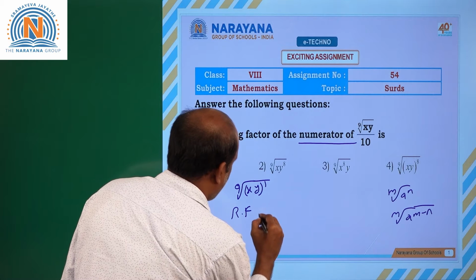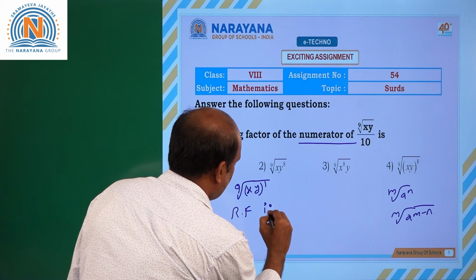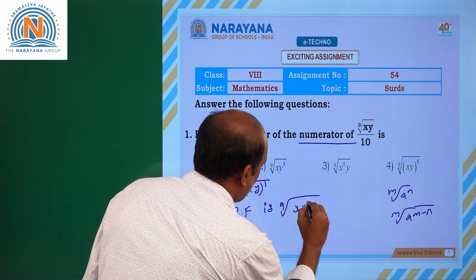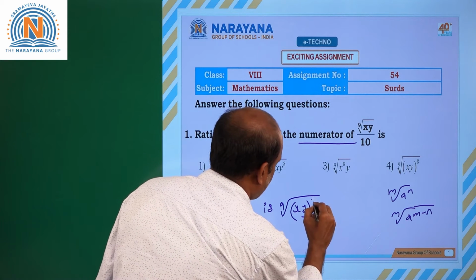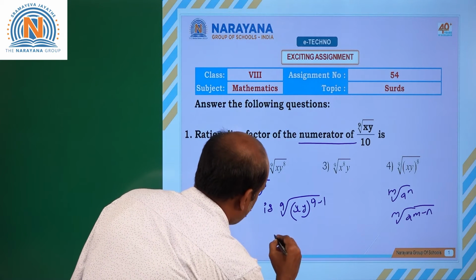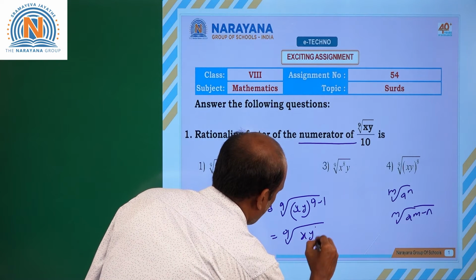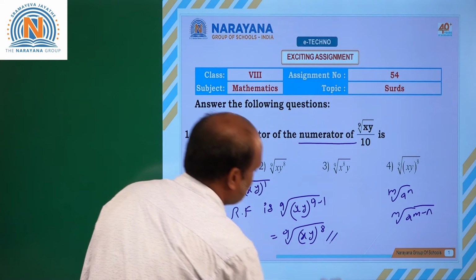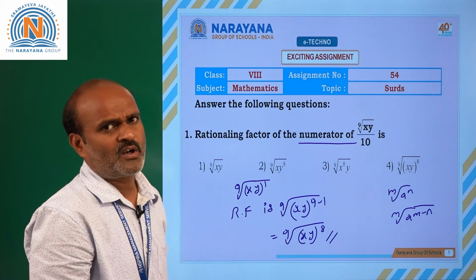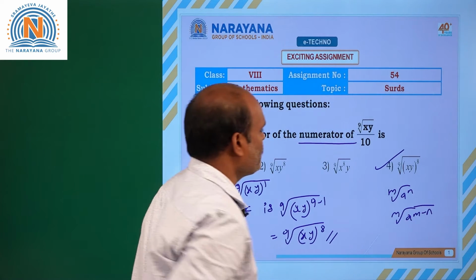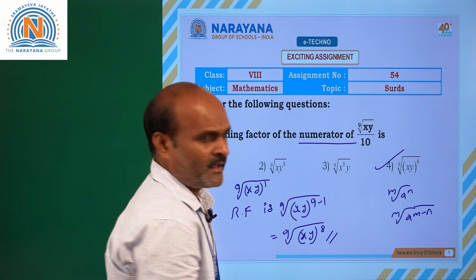RF, rationalizing factor, is 9th root of xy whole power m minus n, that is 9 minus 1, that is equal to 9th root of xy whole power 8. This is the rationalizing factor of 9th root of xy. So the correct answer is option 4, 9th root of xy whole power 8.